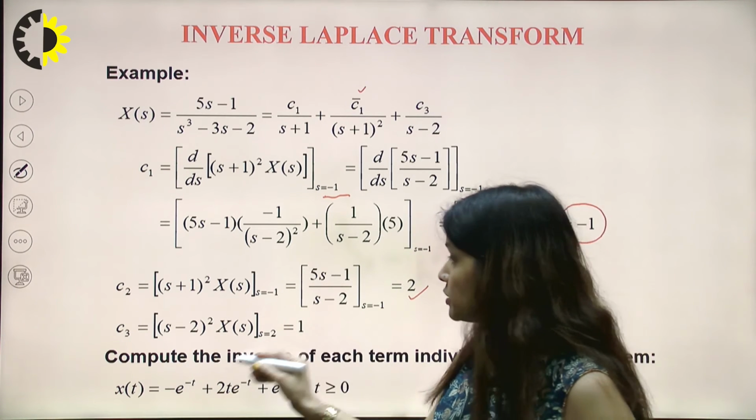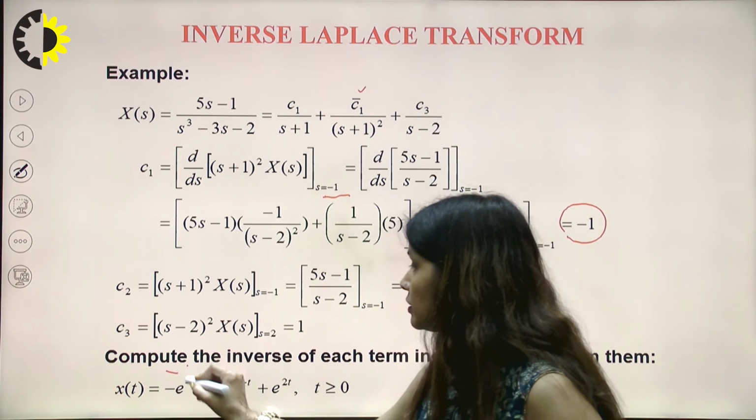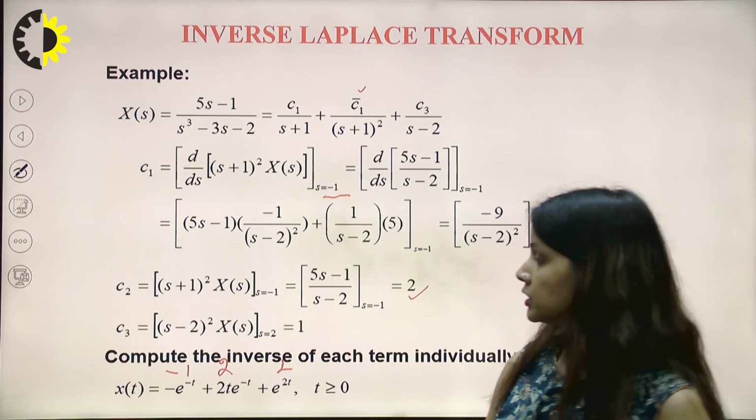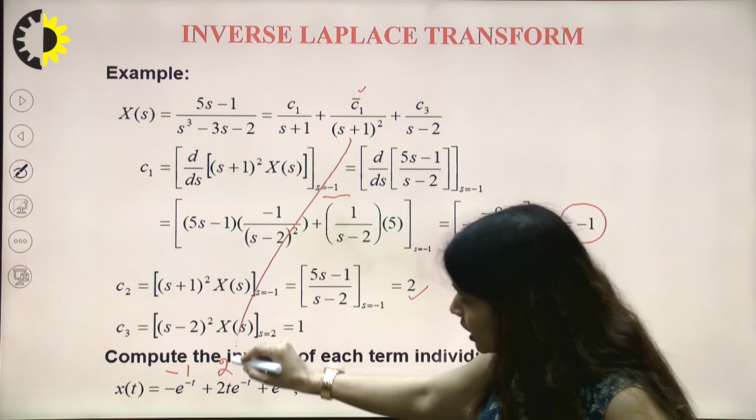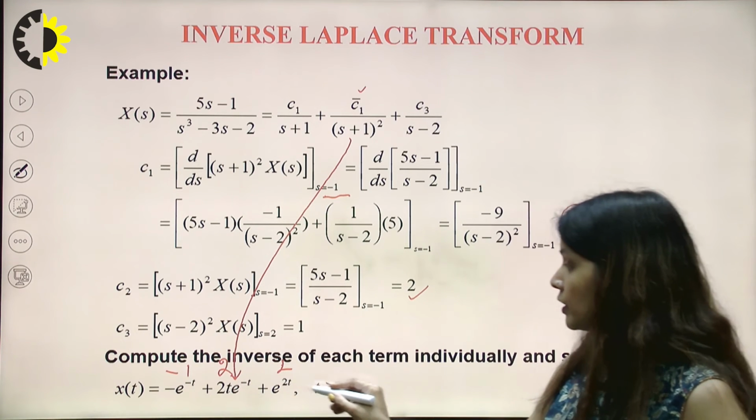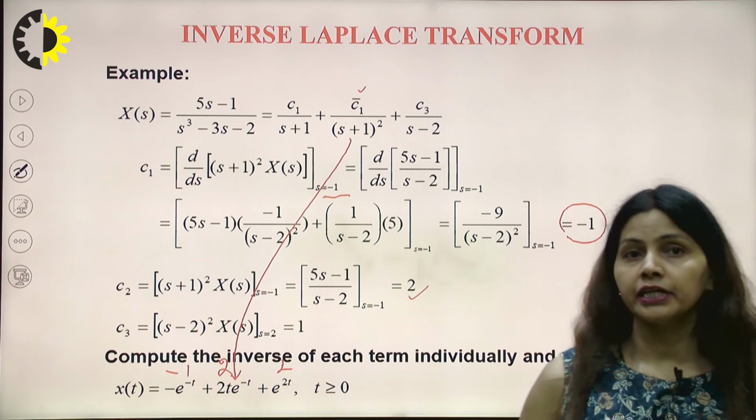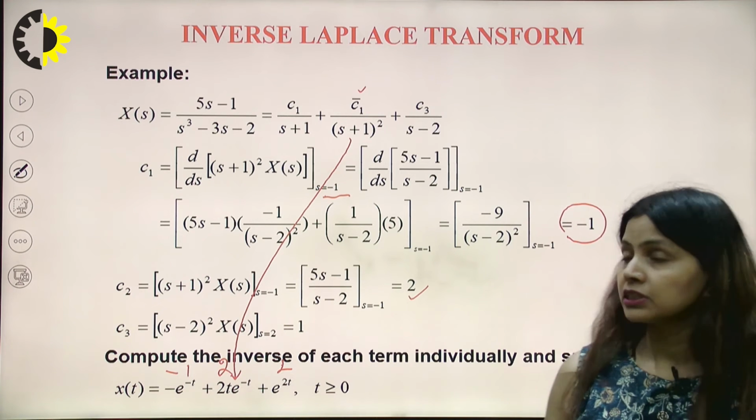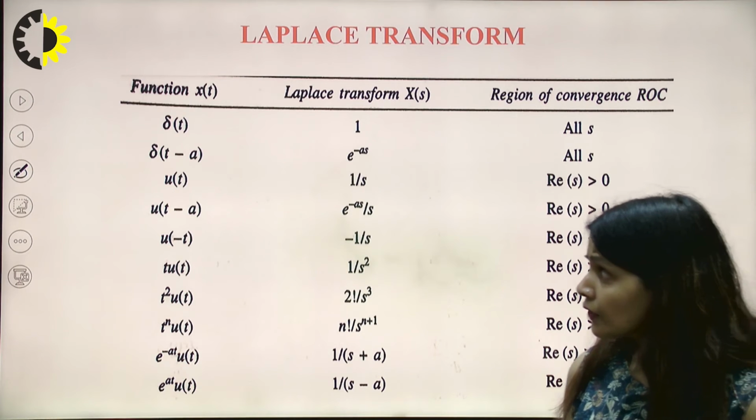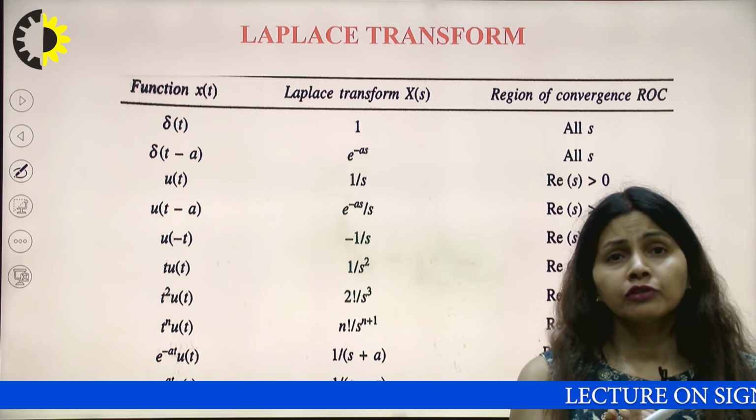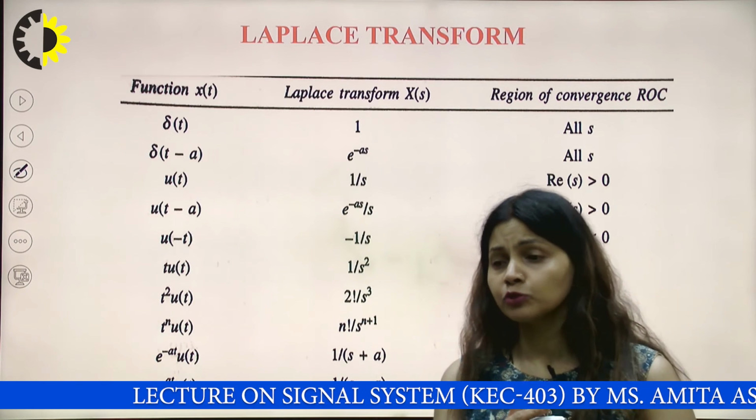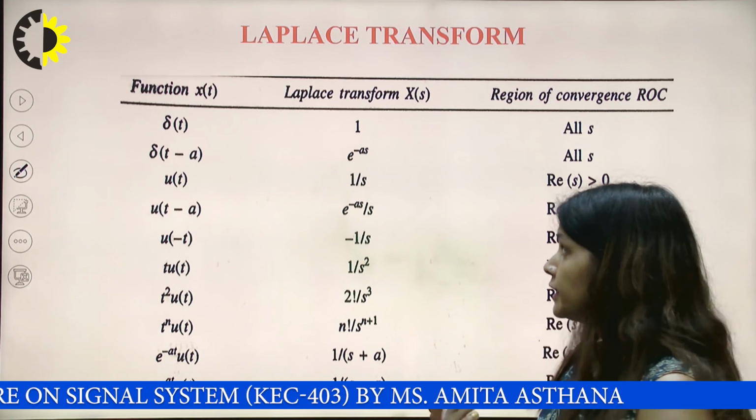and putting all these values, minus 1, 2 and 1 here, and taking the inverse Laplace, the inverse Laplace will be minus t e raised to the power minus t, plus 2 e raised to the power minus t, plus e raised to the power 2t, for t greater than or equal to 0. So this is how we can perform the inverse Laplace transform for the third case. Now there are some useful formulae which are very important while calculating the inverse Laplace transform. So we can directly relate them to find out.